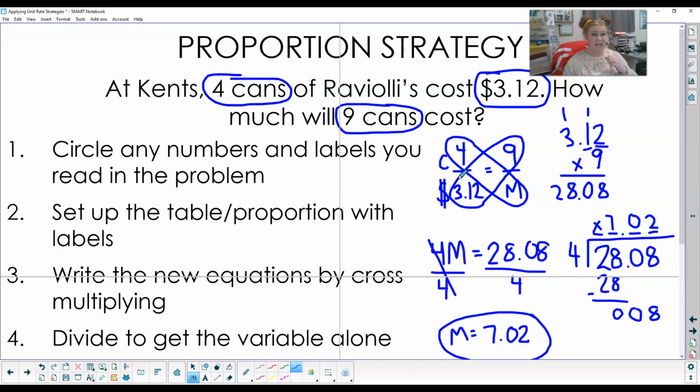So fill out your paper, decide which one you like the best, and then let me know why you like that one, and then put it in your own words. How would you explain how to do it to somebody else? And come show me your notes.